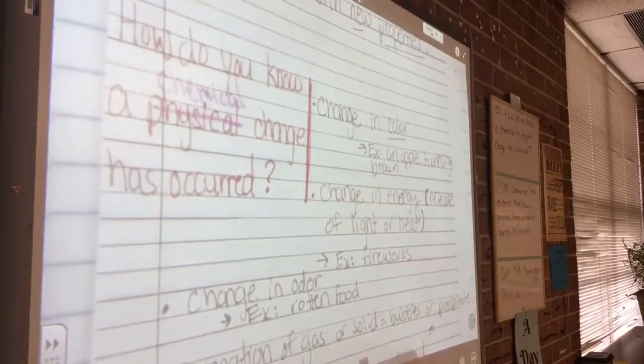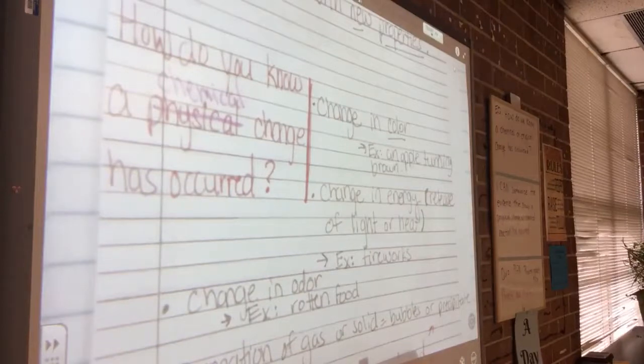If there's a change in odor, and everybody remembers what odor is, right? If you had two substances that didn't smell very odorous to begin with, and you mixed them together, and now you made some stink, that's a chemical change. Formation of a gas or solid where there was none before. When you form a solid from two liquids, that's called a precipitate, kind of like precipitation, like snow.